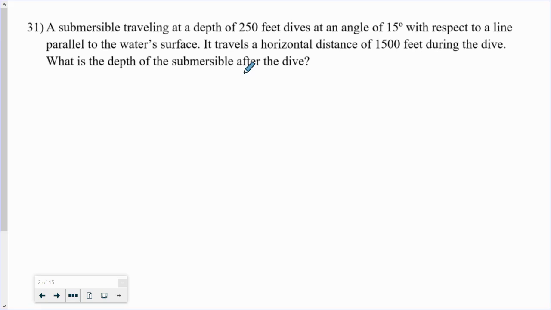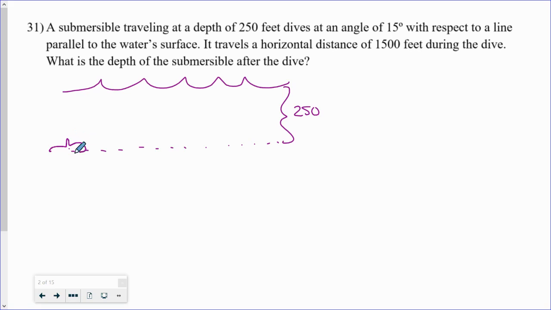Okay, so I have a submersible or a submarine traveling at a depth of 250 feet. So here's the surface of the water, and I'm already 250 feet down, so I'm even with this surface. Here's my submarine. I have no idea what a sub looks like. It looks more like a whale.